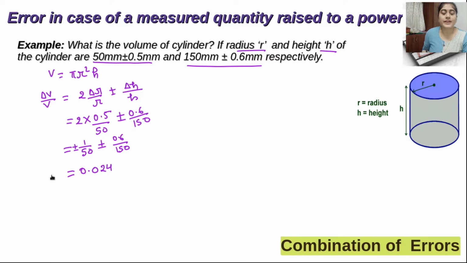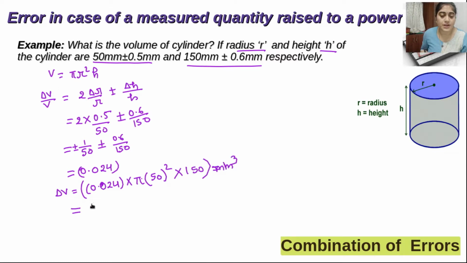Now if you have to find the absolute error, you just have to multiply by the volume. So delta V is equal to 0.024 into pi r square h. We know the r value, r is 50 mm, whole square, into h which is 150 mm. So everything will come in mm, and this will become 28.27 mm cube.